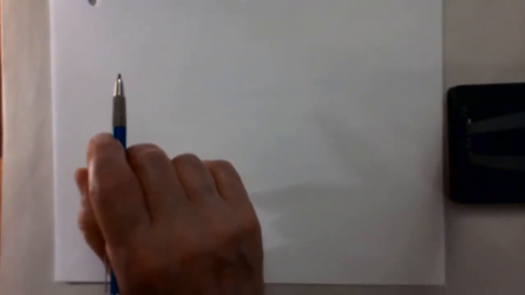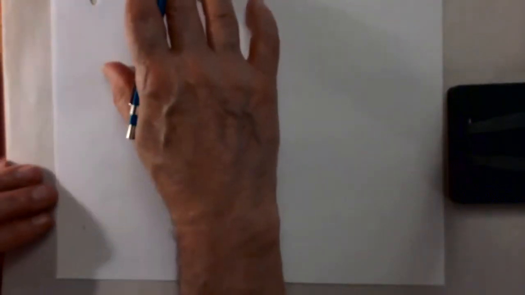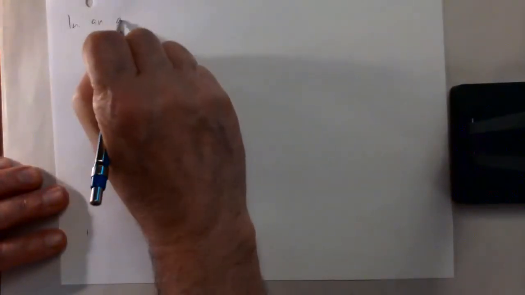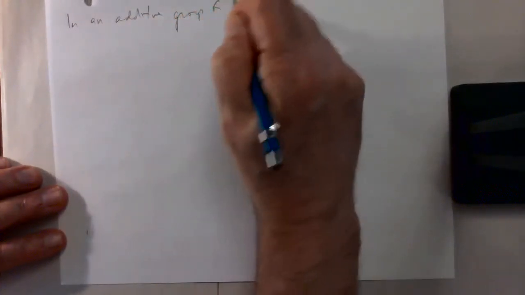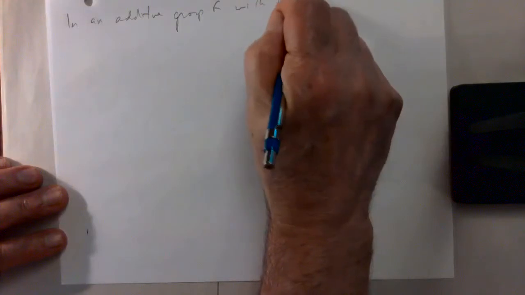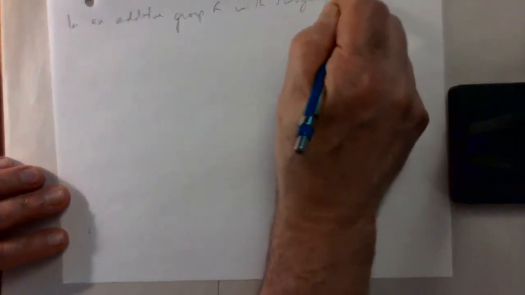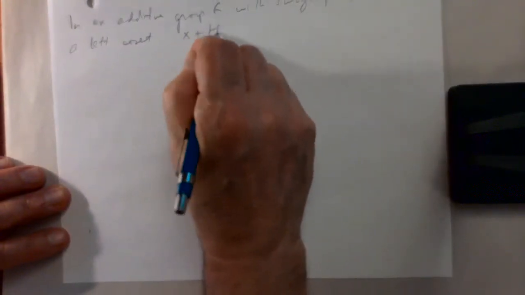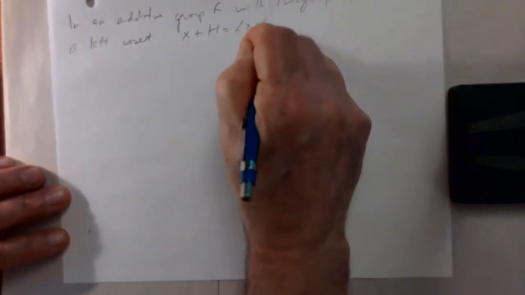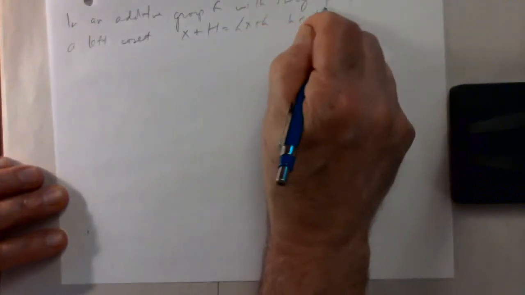Let's look at another example. Suppose we look at an example of an additive group. So in an additive group G with subgroup H, a left coset is of the form x plus H. This means everything of the form x plus little h, where h is in H.